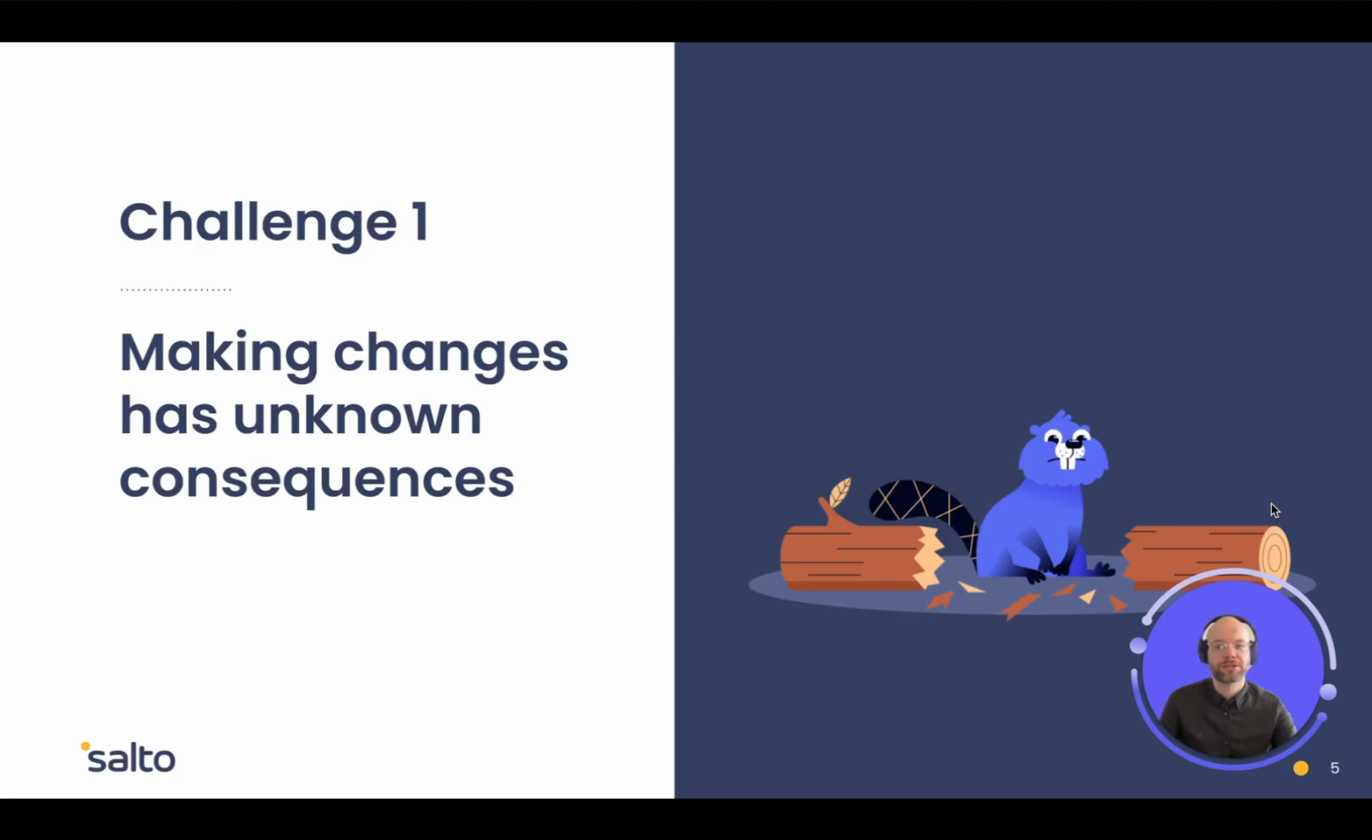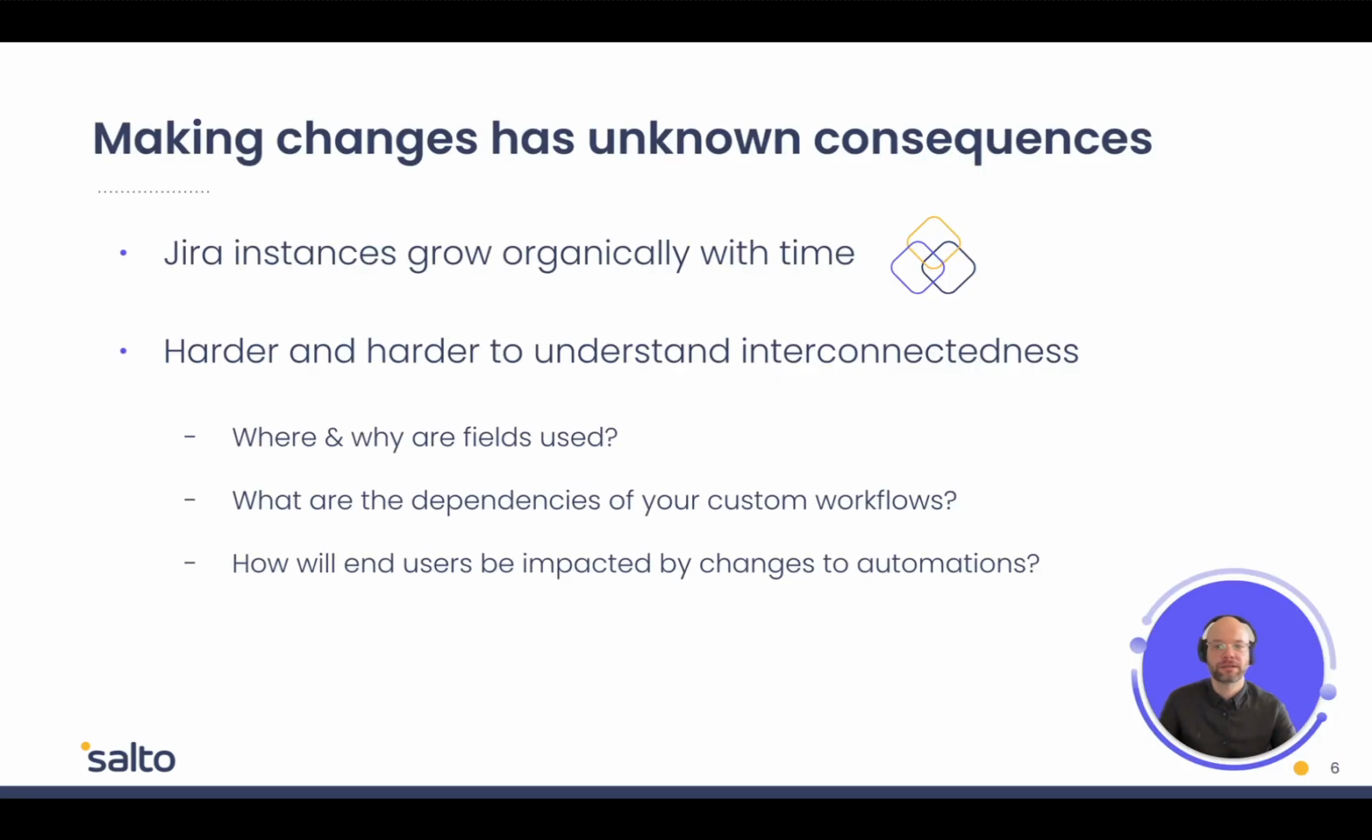The first challenge is that making changes has unknown consequences. As your Jira instance grows over time, as you add more features to it to meet the needs of your organization, the complexity grows with it, and it becomes harder and harder to understand the interconnectedness of your various configurations.